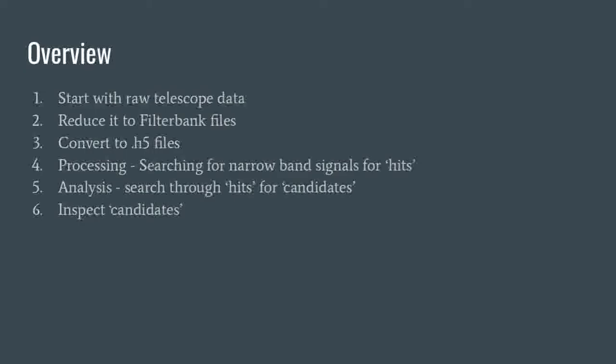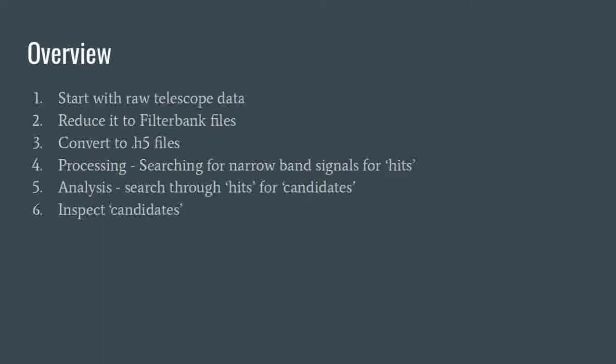Breakthrough Listen really starts with raw telescope data, but that data is generally too large or too difficult to manipulate, and so it is reduced to filter bank files. These filter bank files are really where this algorithm starts. Now, this algorithm will convert filter bank files to something called H5 files, which are a slightly more usable version. And once we have H5 files, the real stuff can start.